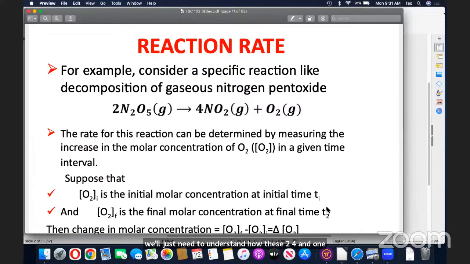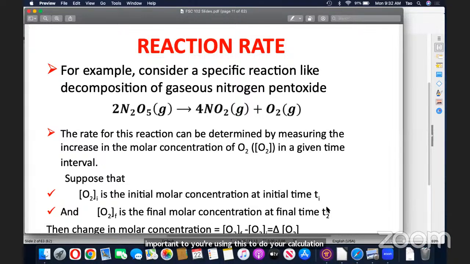Now, what this is saying is that you need 2 mole of nitrogen pentoxide to produce 1 mole of oxygen. You consume 2 mole to produce 1 mole. It means that the rate of consumption of nitrogen pentoxide is higher than the rate at which oxygen is being produced. I'll repeat that again, because this is very, very important for you to use in your calculation.